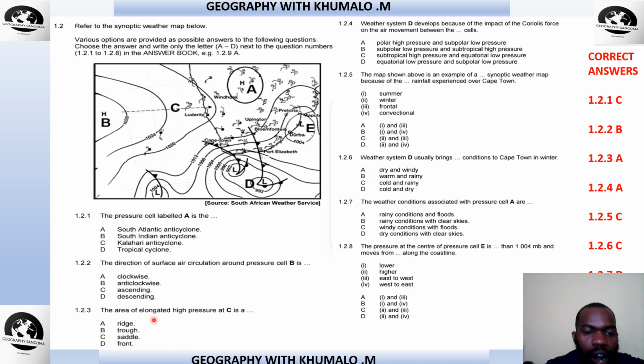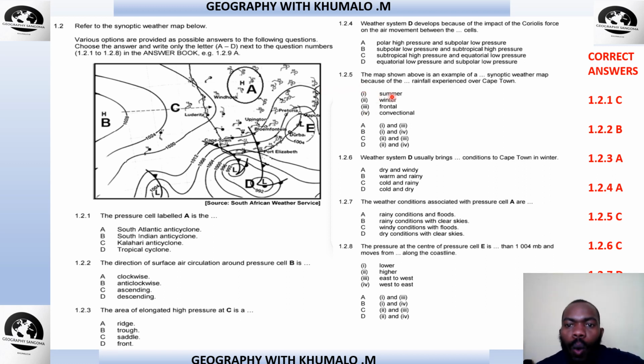1.2.3, the area of elongated high pressure cell at sea is... Remember, we spoke about this. It is a ridge. There the answer says A. So it's the ridge. And then 1.2.4, weather system D develops because of the impact of the Coriolis force on the air movement between the cell. Now, it is between the polar high pressure cell and the subpolar low pressure. So the answer there was A.